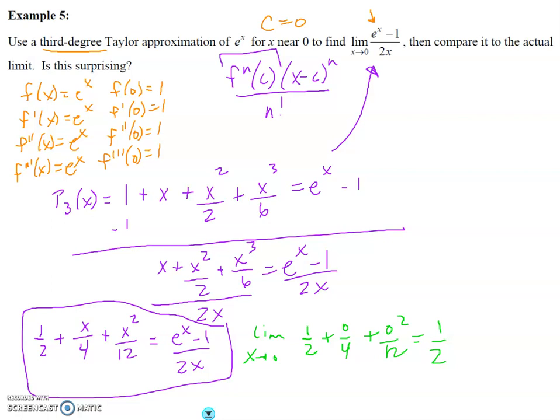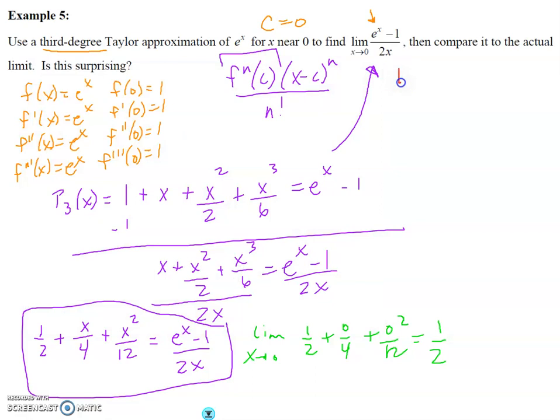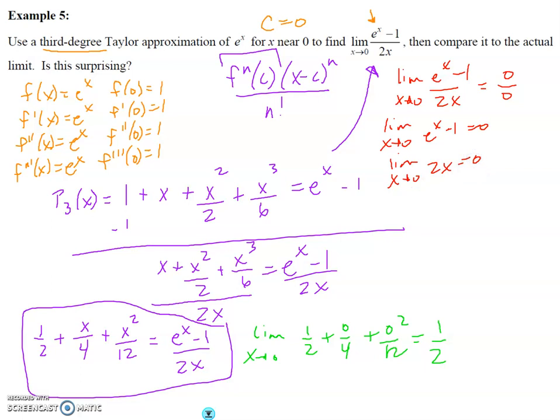Now, if I take the limit of what they gave me originally, so now if I take the limit as x approaches 0 of e to the x minus 1 over 2x, what I end up with is 0 over 0. And so what we actually have to do is L'Hopital's. So I'm going to take the limit as x approaches 0 of e to the x minus 1, which is equal to 0. The limit as x approaches 0 of 2x is equal to 0.